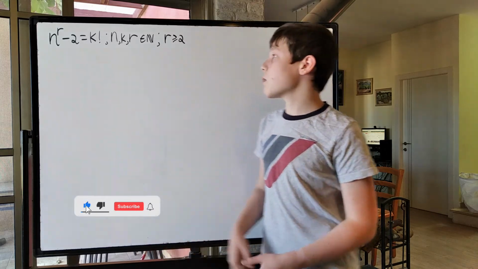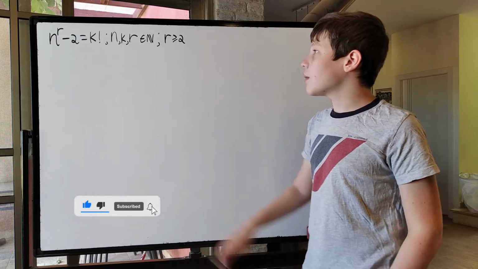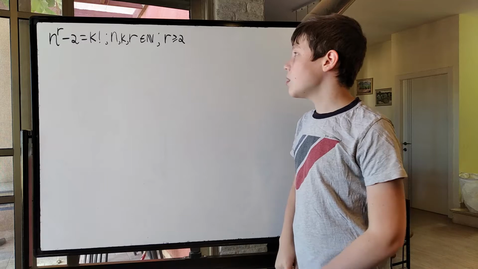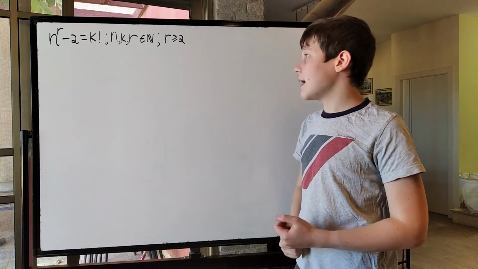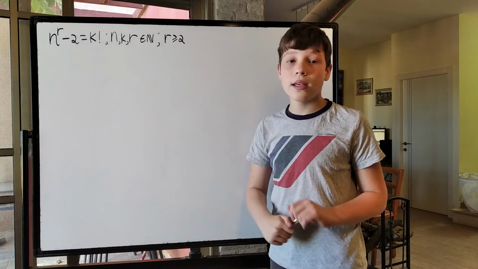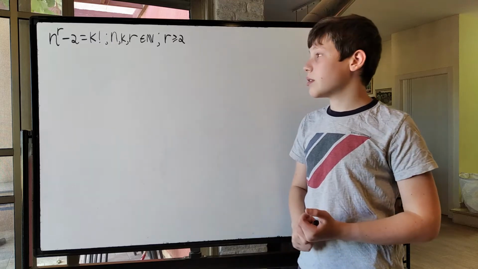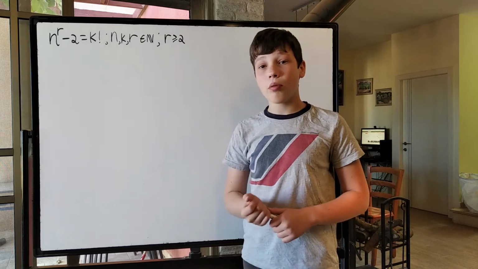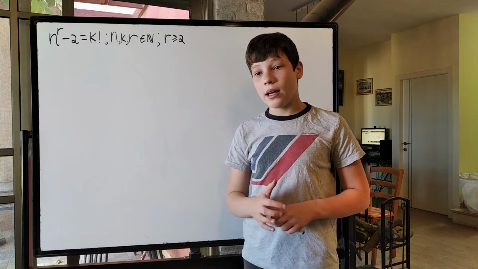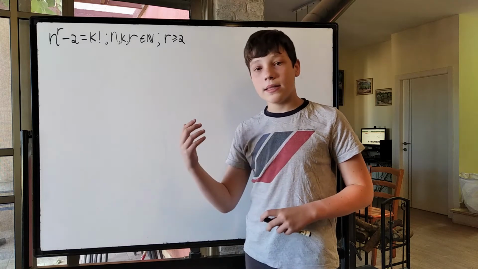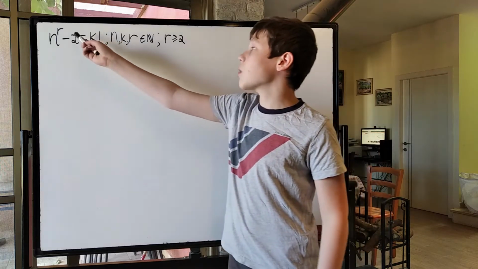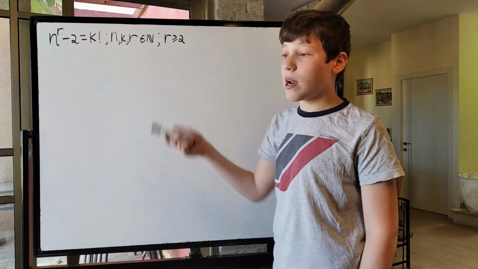Today we're looking at this problem. We have n to the r minus 2 is equal to k factorial, where n, k, and r are natural numbers, and r is at least 2. Now, this is a modification of a problem that a guy named Michael Penn did a couple days ago, where his power r was just 3 and n and k were natural numbers.